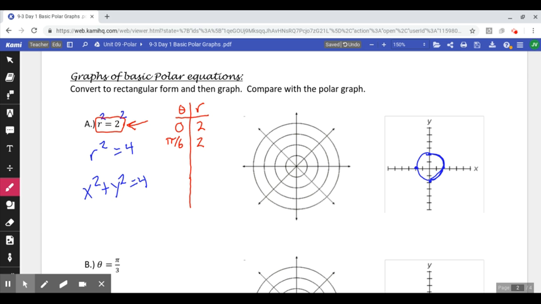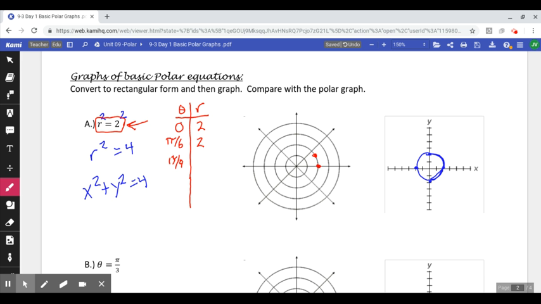Now, if I want to start plotting points, I can do that. Maybe I should have done that for the previous one. So 0, 2 would be an angle of 0 and a radius of 2. Pi over 6 would be 30 degrees, and that's also a radius of 2. So that might be right about here. The line that we see just above is 45 degrees, or pi over 4. So we could even try that right now.